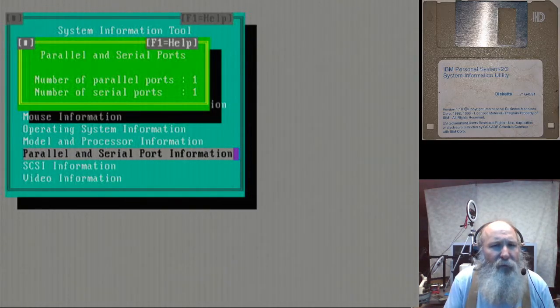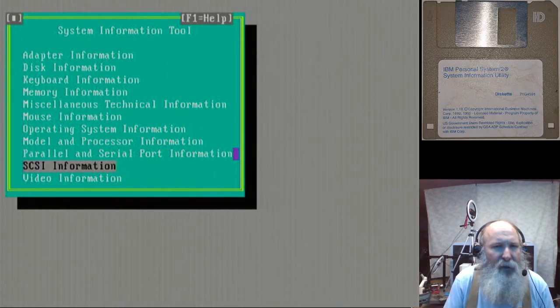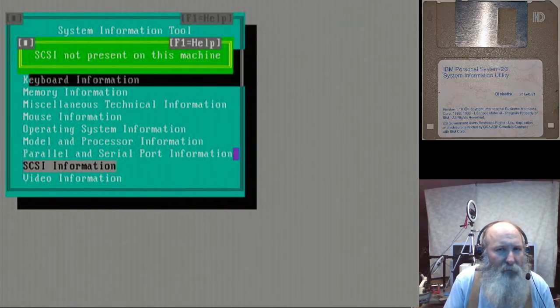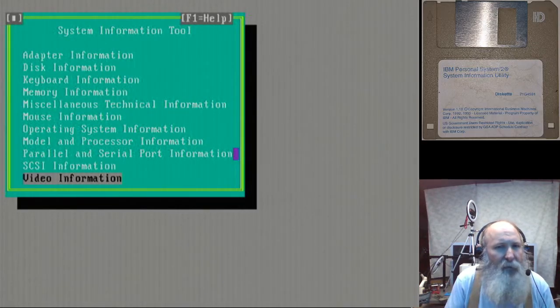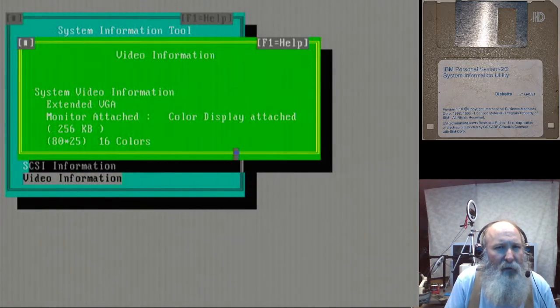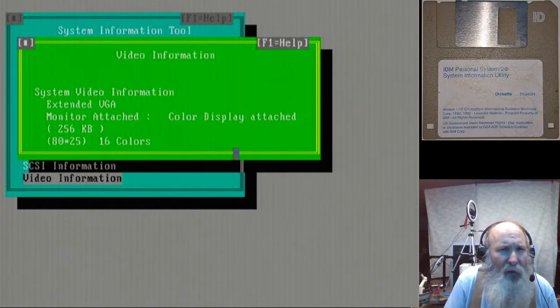And as we saw with the prior ones, it tells a number of serial ports and parallel ports, but not really any further determination of how those ports are configured. This does not have any SCSI, of course. Video information should be interesting. We get system extended VGA, and that there's a color monitor attached.